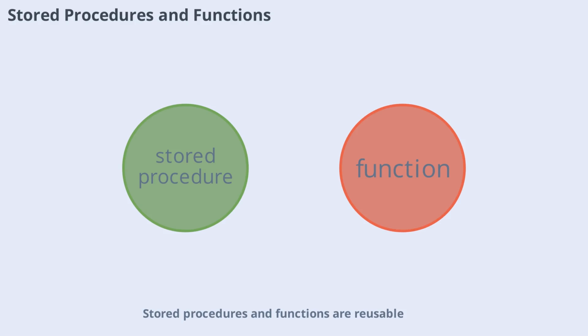Stored procedures and functions are reusable SQL code blocks that perform specific tasks. They help automate repetitive operations and enforce business logic at the database level. Expect questions about their differences and use cases.